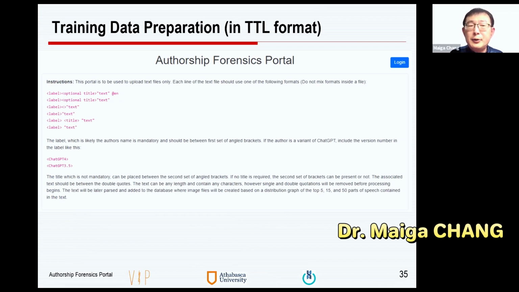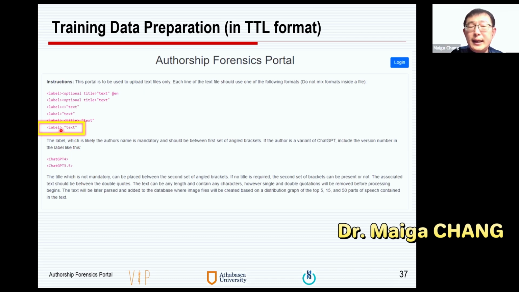And you can prepare your data in any of these ways. So for example, you can have a label like ChatGPT or human, and then you can have a title if you want. If you don't want to have a title, it is okay. You can have your label and the text. So the text is using the double quotation mark to have that text.